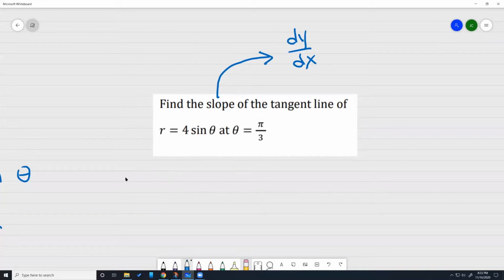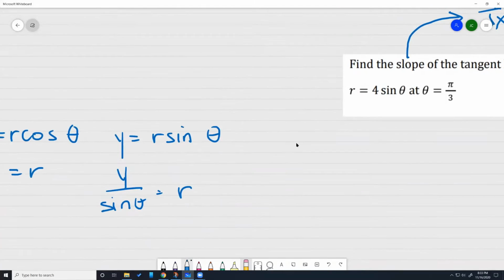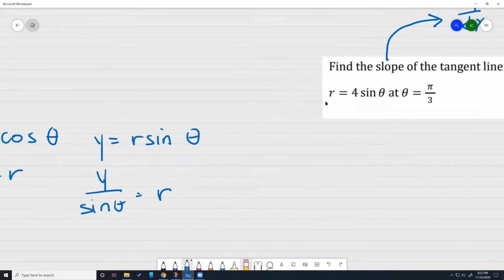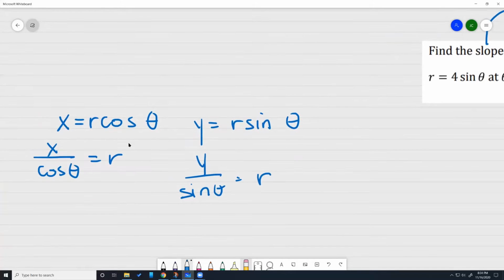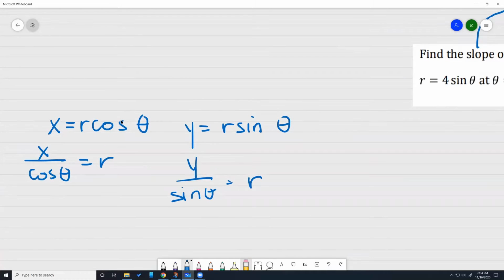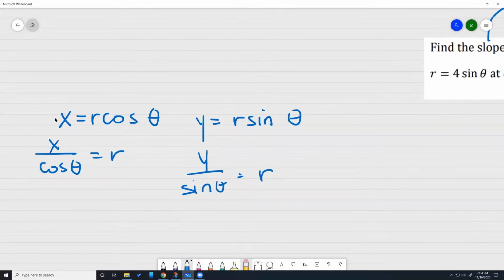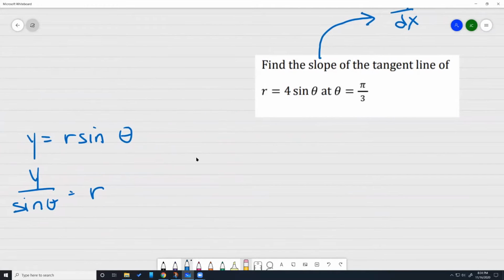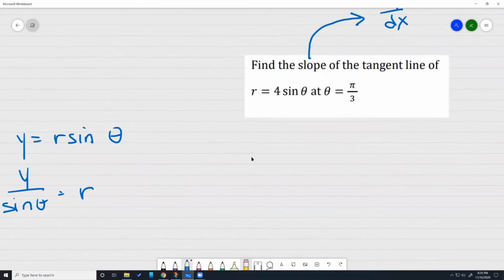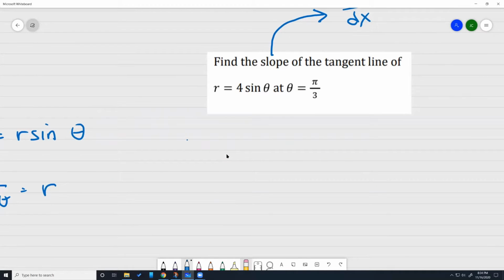Okay, so if you only have polar equations to start with, then you need to convert some of those, well, only just the r. You need to convert the r and get it in terms of x and y. So here are some equations to help you get r in terms of x or y. Okay, so x equals r cosine theta, y equals r sine theta. We'll divide by cosine theta to get r by itself, or sine theta to get r by itself in terms of y.